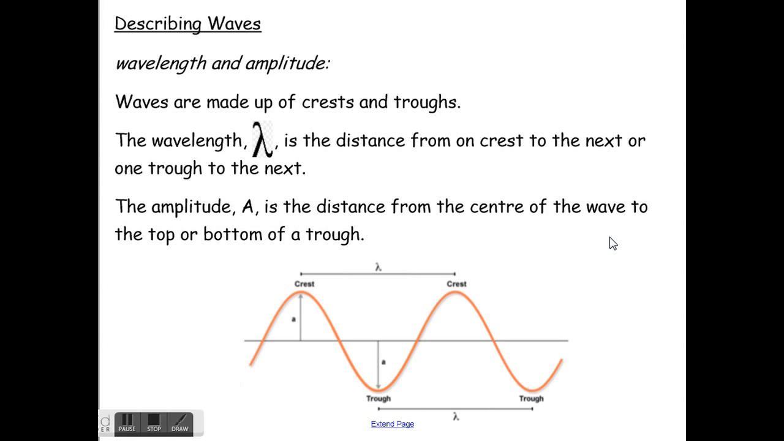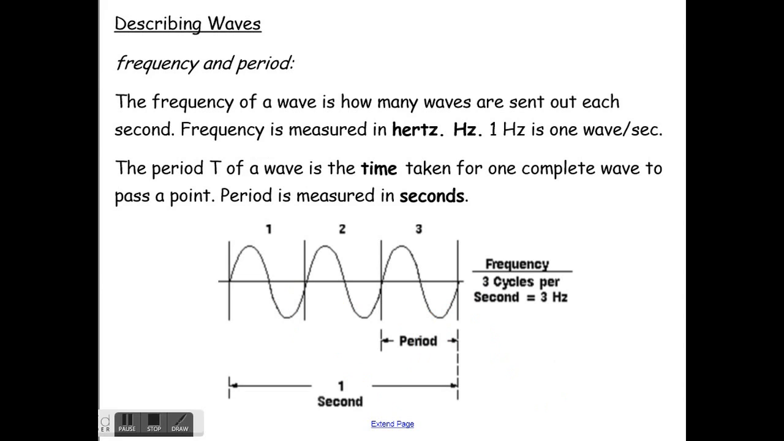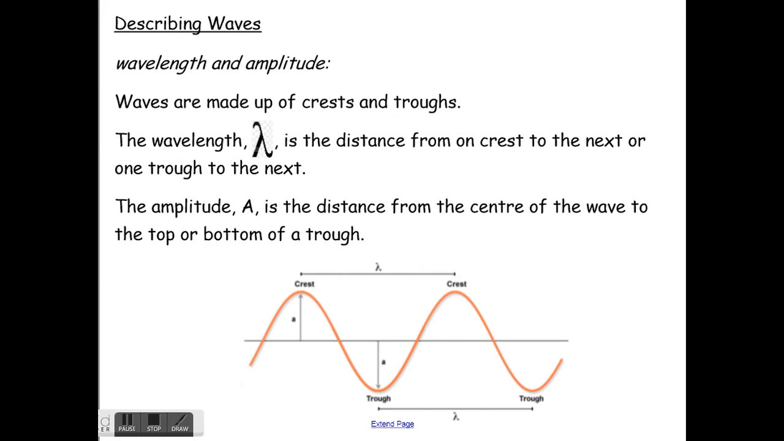The amplitude, A, is the distance from the center of the wave to the top of a crest or the bottom of a trough. So from the middle to the top, middle, down. Okay? So again, this is what I just said on the other slide, just going through it in a little more detail. Before I go on, wavelength and amplitude are measured as a length, so as a distance: meters, micrometers, whatever we're using.